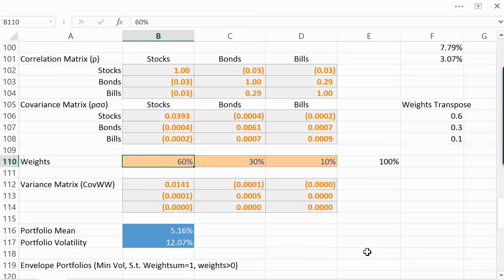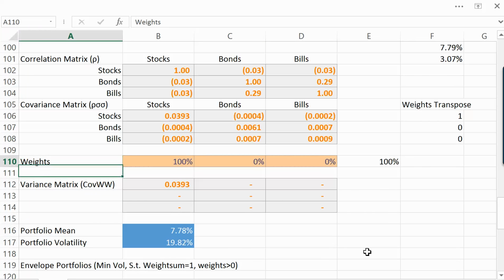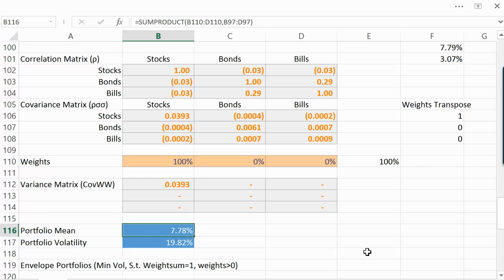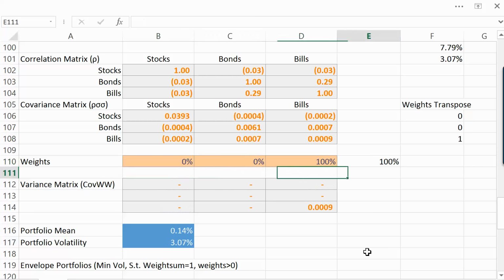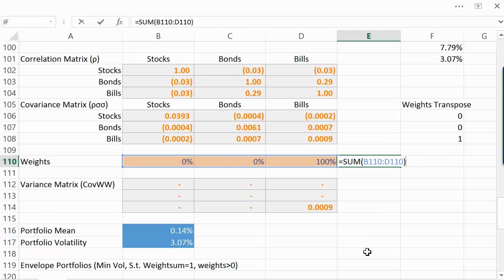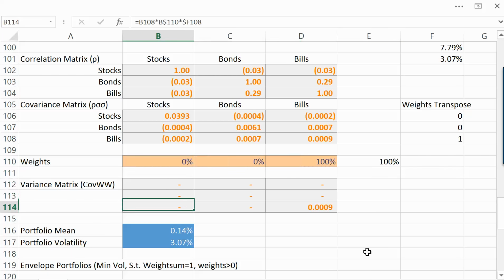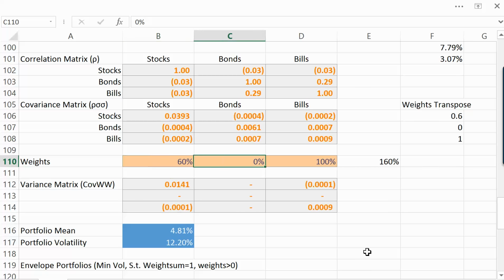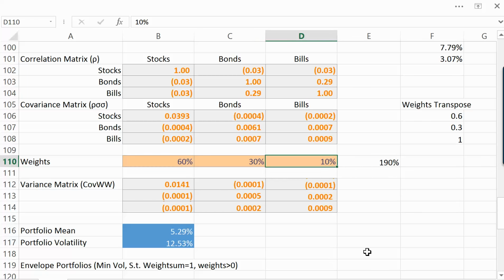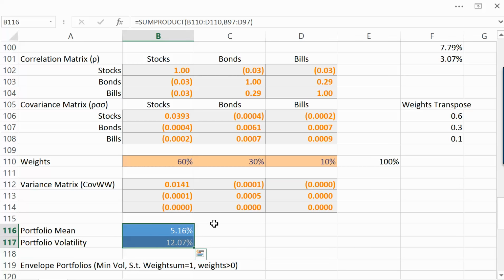Now notice all these will update. If I make this 100% stocks, this is the mean and standard deviation of stocks. If I make it 100% bills, notice I have a summation here to make sure I've invested all 100% of my money. That is the mean and standard deviation of bills. Let's change it back to 60, 30, 10. All right, so that's how we calculate the mean and standard deviation of a portfolio of assets.